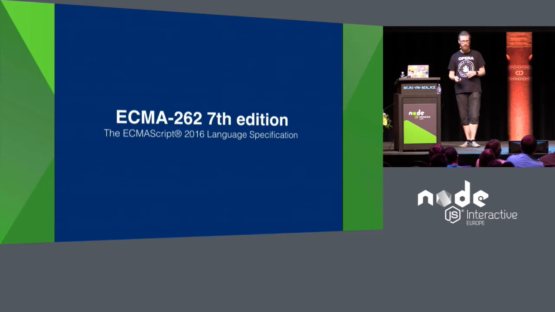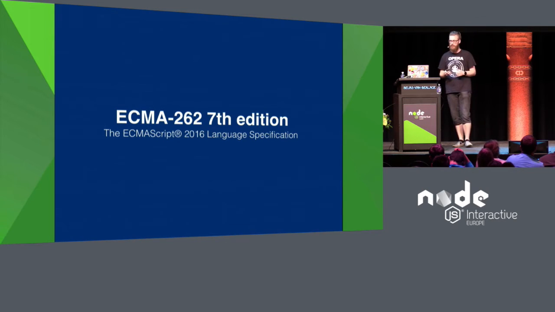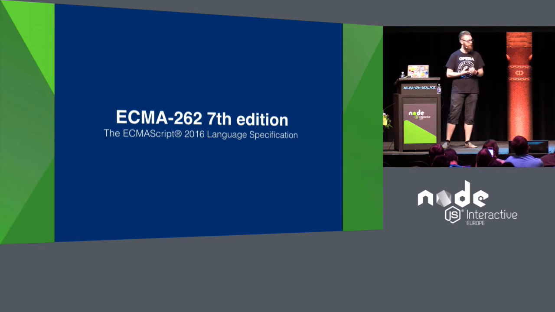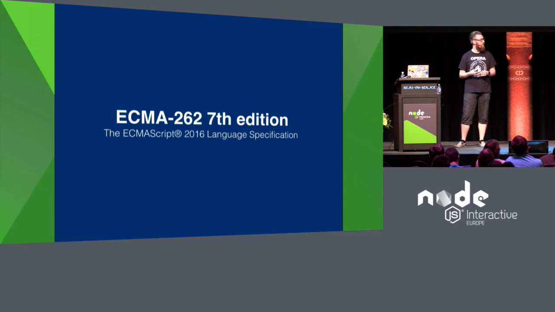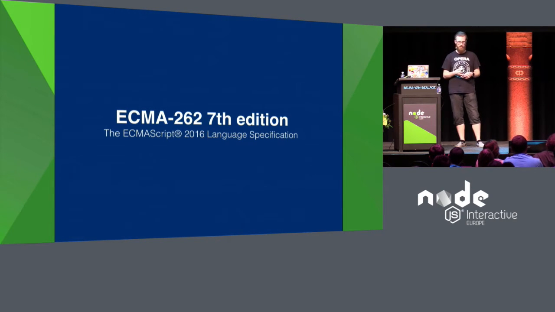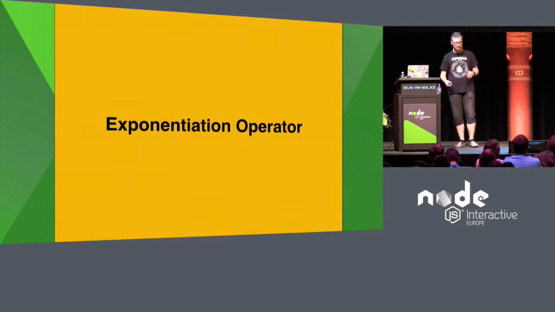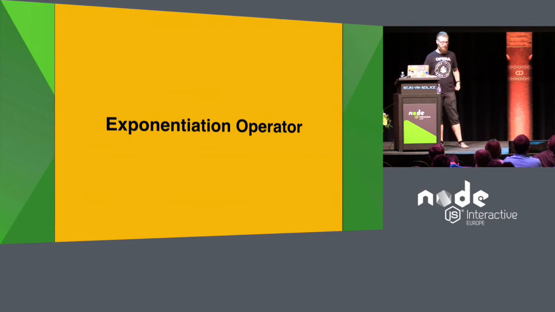So ECMAScript 2016, or as I like to call it on a day-to-day basis, ECMAScript 2.6.2 7th edition, the ECMAScript 2016 language specification. So that's how it's called now. I don't know why. Well, I know why, but I will not get into it. So there are 2 things, and one of the things in ECMAScript 2016 is the exponentiation operator.